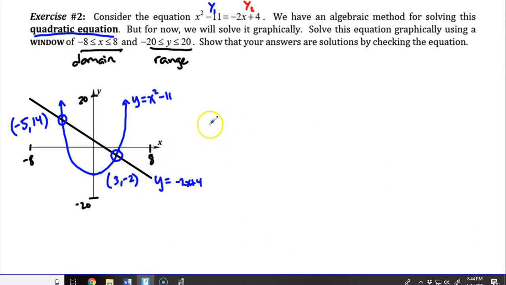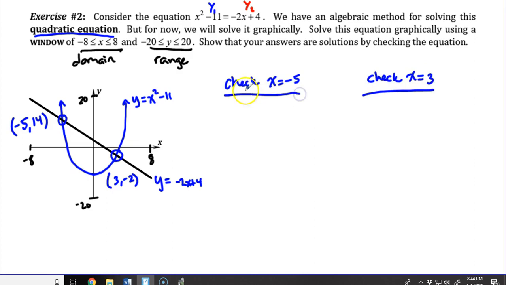All right, and I leave it to you to do the checks by substituting back in the x values, -5, make sure that -5 checks, and then substitute in the 3. Substitute in 3 to both sides and make sure it checks. So check x equals -5, and then check x equals 3. Noticing that we're not actually using the y value at all to check.